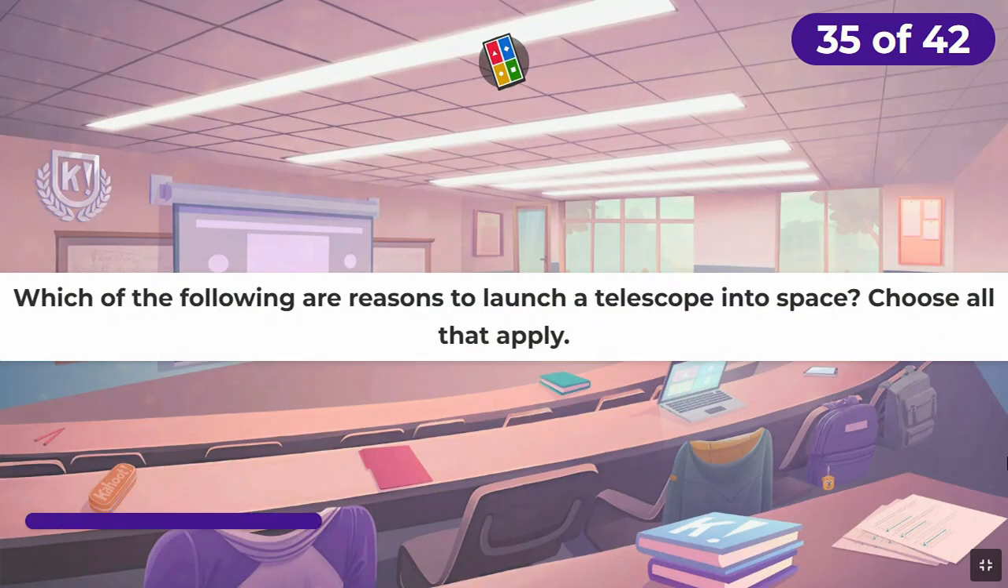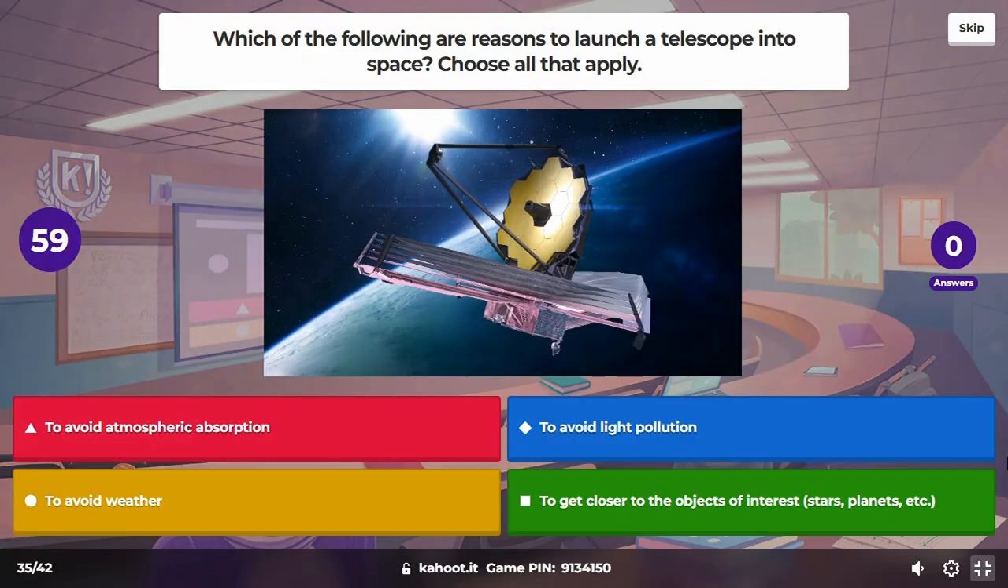So which of these is a reason to launch a telescope into space? And there might be multiple correct answers.